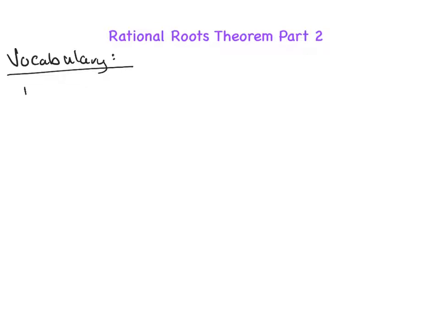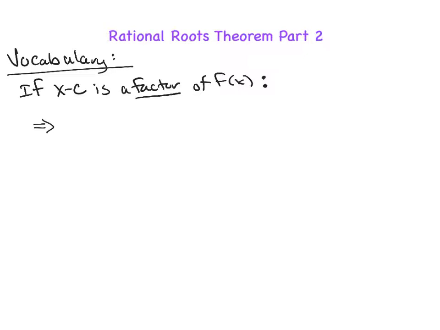So if, like in the last lesson, x minus c is a factor of f of x, then we can say a bunch of things about it. For starters, we can say that the remainder of f of x divided by x minus c will be 0.